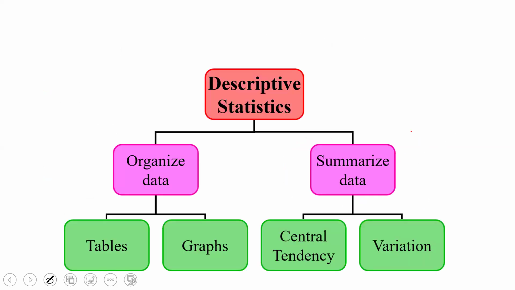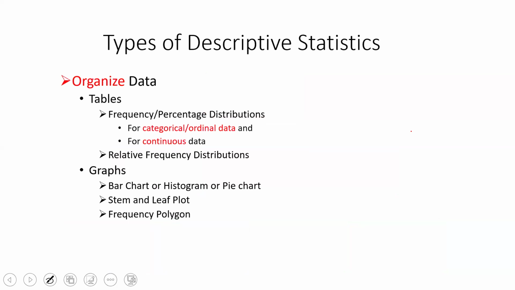Let's start with a small chart to give us a summary. So that's descriptive statistics. You can organize your data in tables or graphs. You can summarize your data in either measures of central tendency or variation. So for the organizing of your data, the tables, we have frequency distributions and we can have relative frequency distribution.